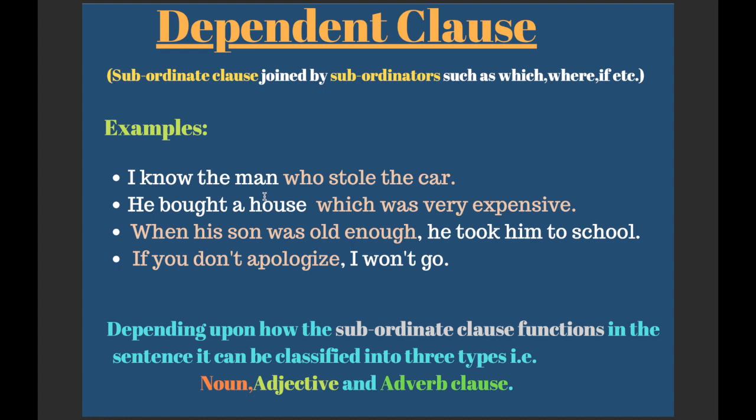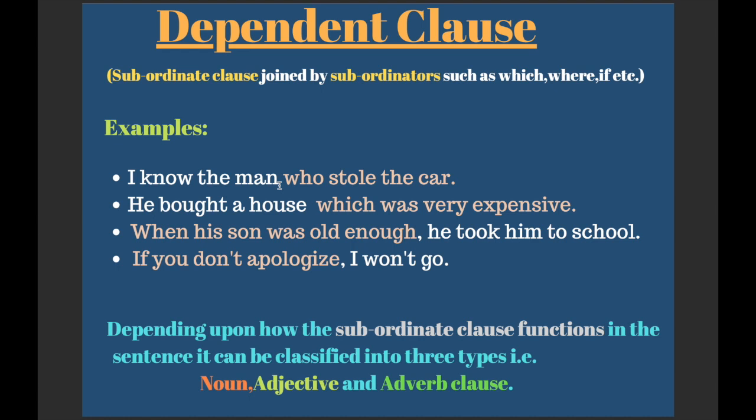I know the man who stole the car. Now here I have used different shades to write the sentence. The white portion represents the main clause and the other color portion represents the subordinate clause. I know the man who stole the car. Now if we read only the white colored sentence, that is I know the man, it makes complete sense.